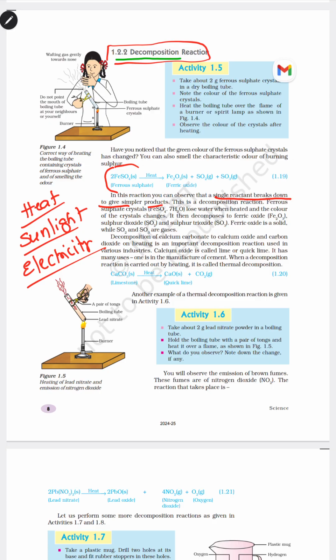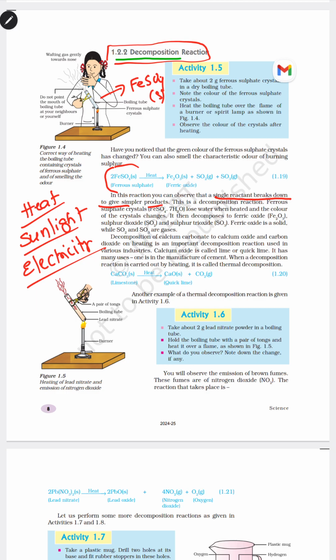So here in the activity you can observe what they are doing is, they took the ferrous sulfate which is in the solid form. 2 grams of ferrous sulfate crystals are taken in a dry boiling tube. If you observe, they took FeSO4, ferrous sulfate, in the form of crystals, solid form, that we are taking into the tube. Color of the ferrous sulfate crystals you can observe.